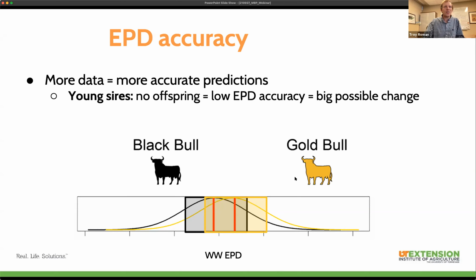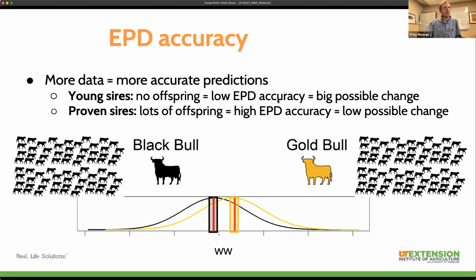So in the context of our example here, these big possible changes that we have surrounding the EPDs, the predictions, can change quite a bit if either of these bulls got more information added into the evaluation, and they could possibly re-rank, because there's so much possible change that can occur because they're low accuracy animals with no additional information than their parents' genetic averages.